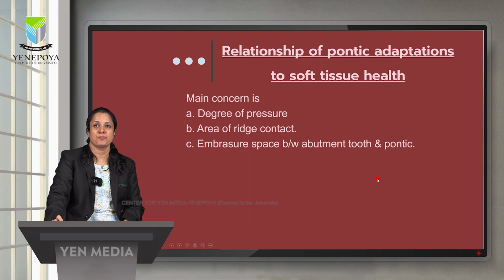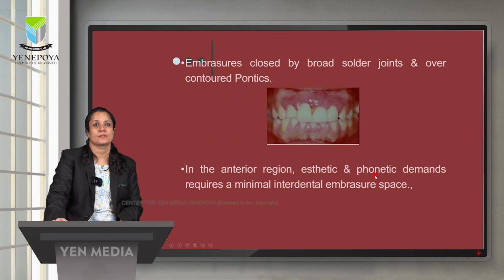Next comes the relationship of pontic adaptation to soft tissue health. A pontic also replaces an edentulous area, and it is a permanent treatment procedure, and the main concern here is the degree of pressure, the area of ridge contact, and the embrasure space between the abutment teeth and the pontic. Embrasures closed by broad solder joints and over-contoured pontics can lead to initiation of tissue reactions like gingivitis, bleeding on probing, and then hyperplastic gingival reactions.